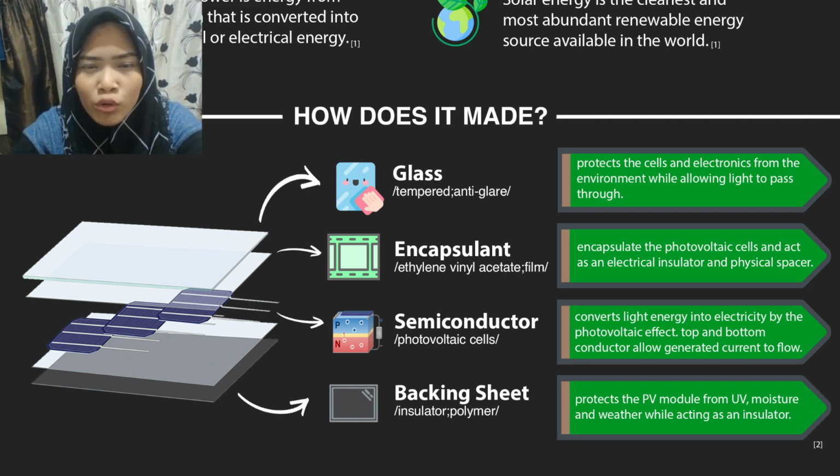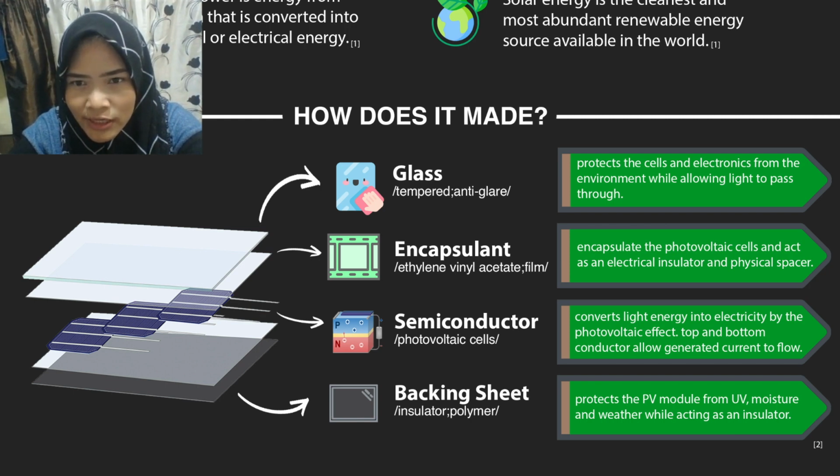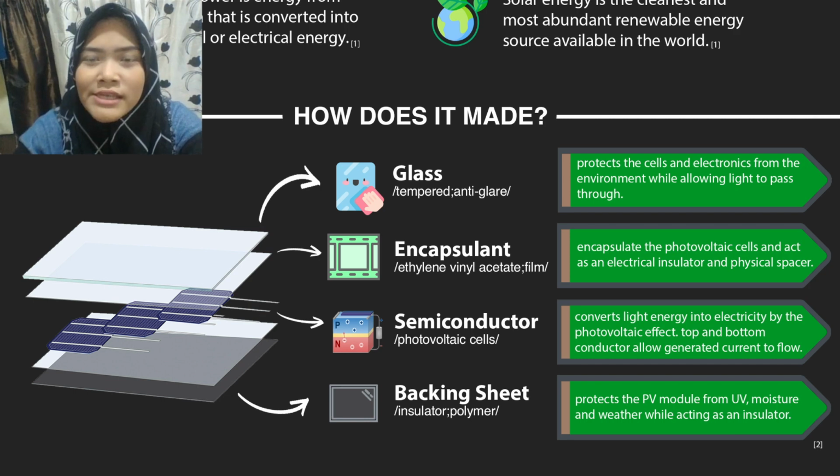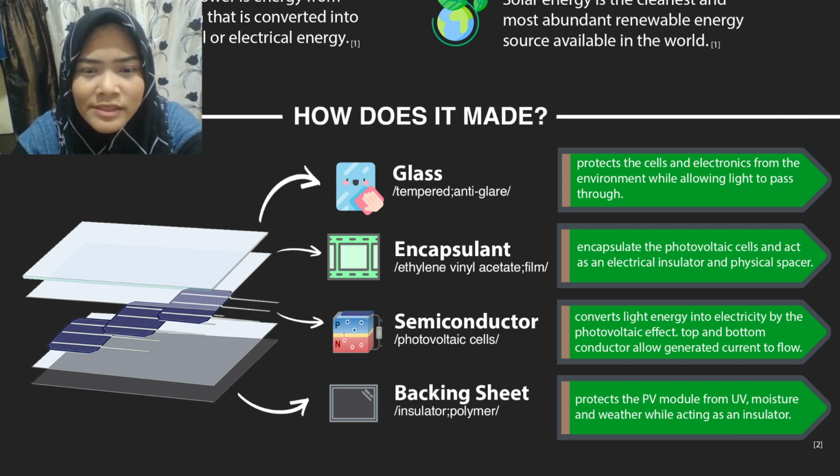Okay, then we go to the semiconductor. The semiconductor converts the light energy into electricity by the photovoltaic effect. Top and bottom conductors allow the generated current to flow. When the semiconductor material absorbs light, the electrons start emitting. This happens because the light consists of small energized particles called photons.